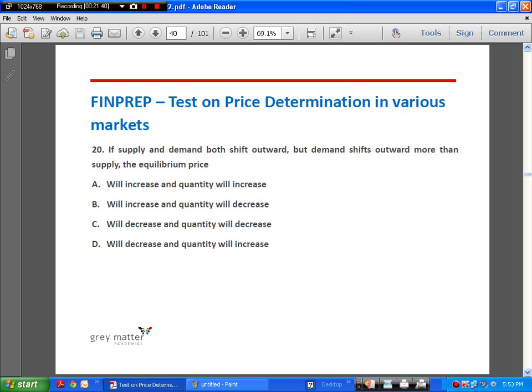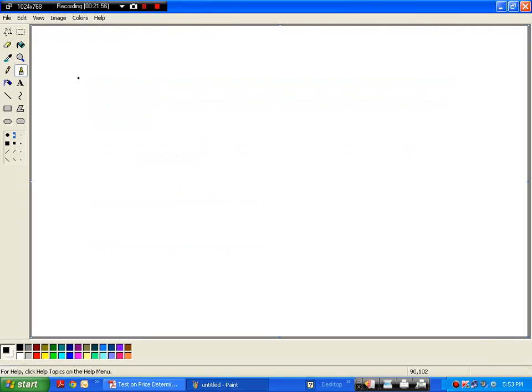The 20th question: supply and demand both shift outward, but demand shifts outward more than the supply. Both are shifting outward, but the change in demand is greater than the change in supply. So let's draw and find out how it works here. So we have the original demand curve, original supply curve, and now we have the change in demand. It is shifting outward, so the curve is moving outward.